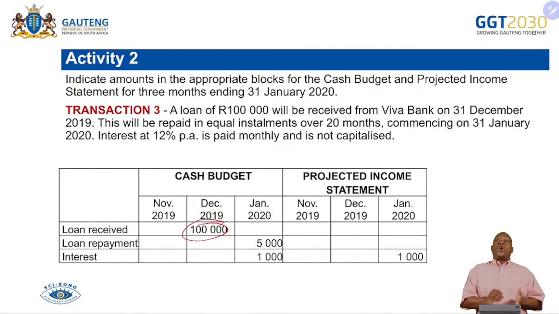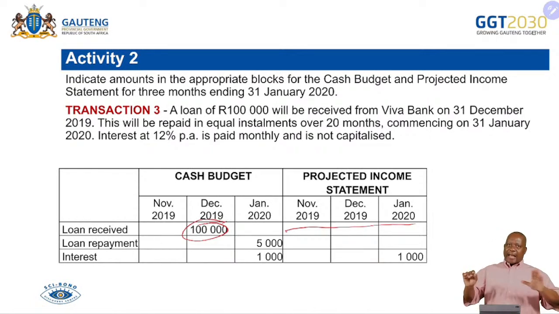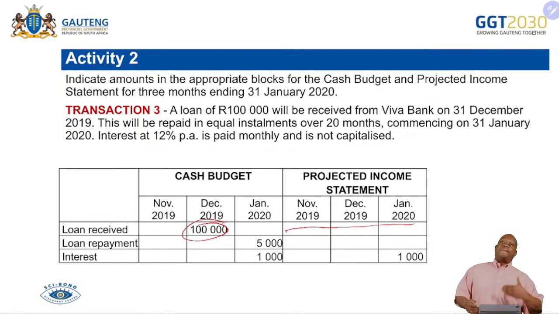Now, is a loan going to affect our projected income statement? The question is, is a loan income or an expense? No. A loan is a liability, so it cannot affect the projected income statement. So we are not recording anything here. Done with the loan amount. Now let's look into the loan repayment part. When we are repaying the loan, are we going to be using cash? Yes, so it's a cash item.